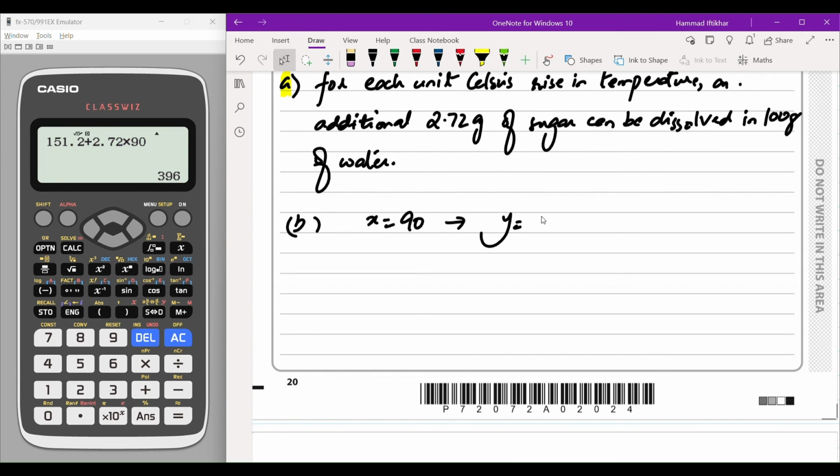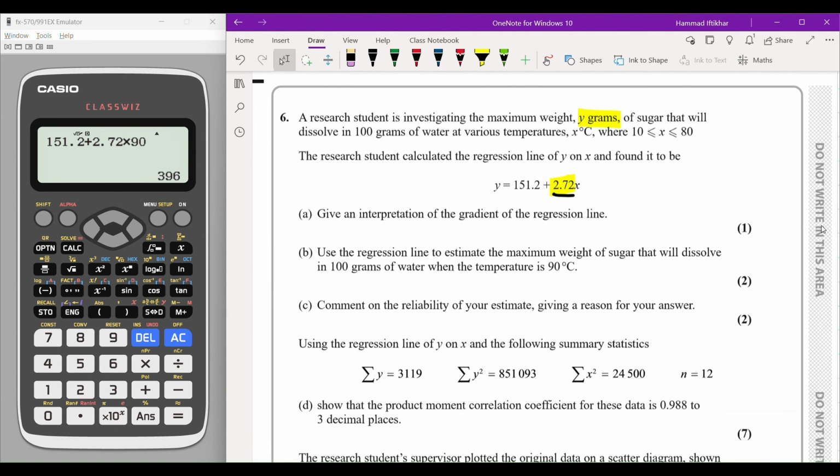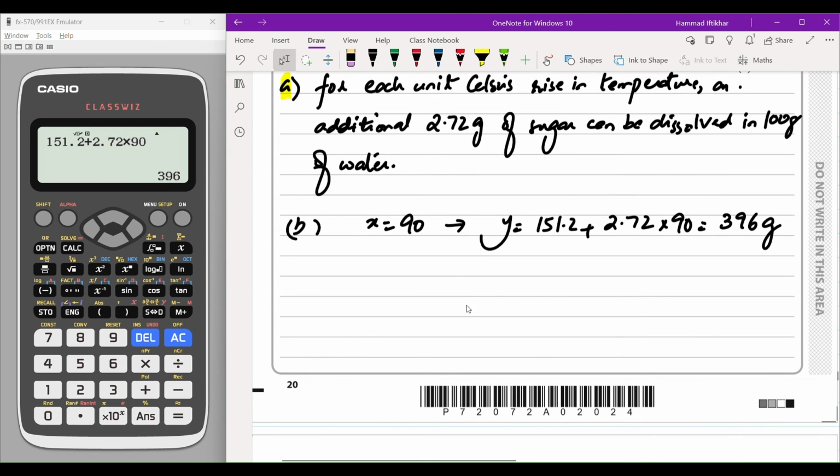So y equals 151.2 plus 2.72 times 90, that is 396 grams. Okay, comment on the reliability of the estimate, giving a reason for your answer. So 90 degrees Celsius is outside of this range. So this is an extrapolation, so it's not reliable.